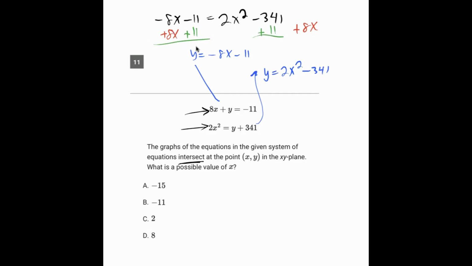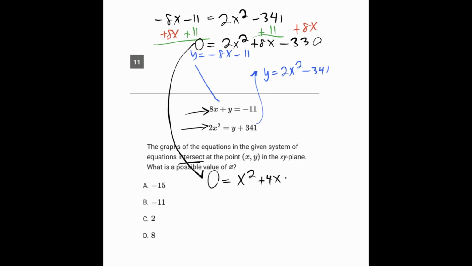So then we'll have 0 equals 2x squared plus 8x minus 330. We can make this a lot nicer looking by realizing that there's a common factor of 2 and dividing everything by 2. So we'll have 0 equals x squared plus 4x minus 165.